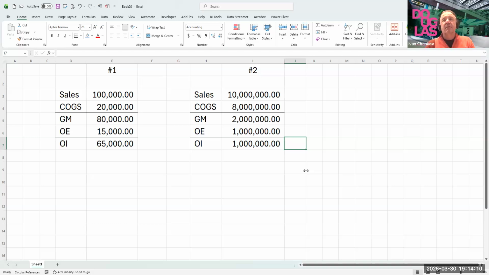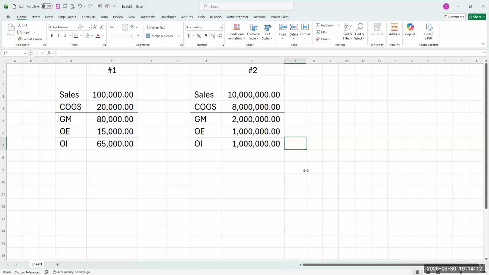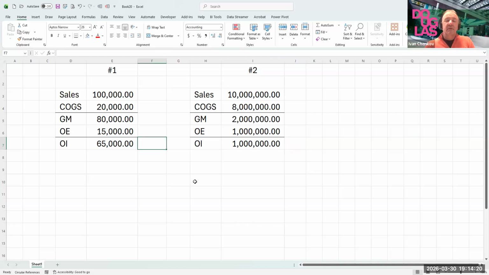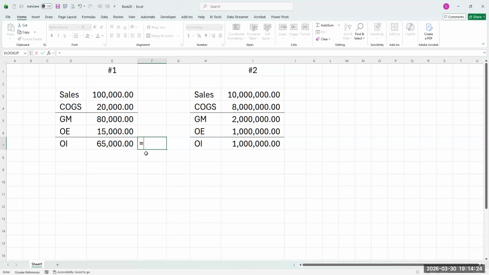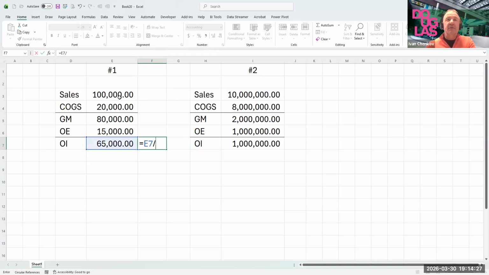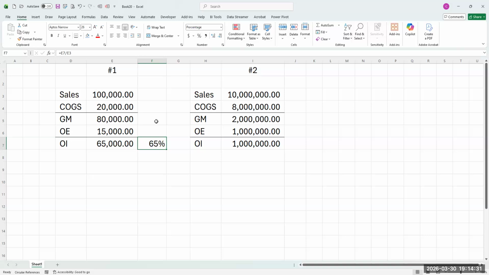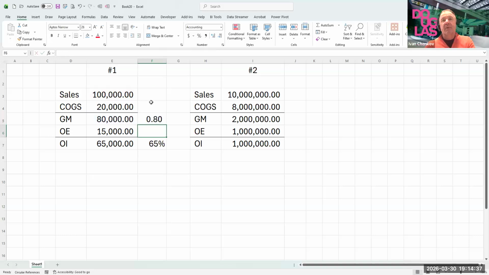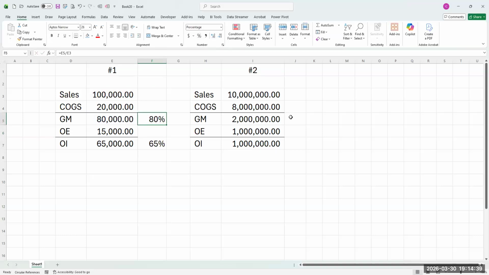Yeah, go for it. I would invest in the first company because the operating income is 65% of the sales. How did you calculate it? 65,000 over 100,000. How about the gross margin? The gross margin is 80%, 80 divided by 100. How about the other company? Let's compare it with the other company. It is only 10%.